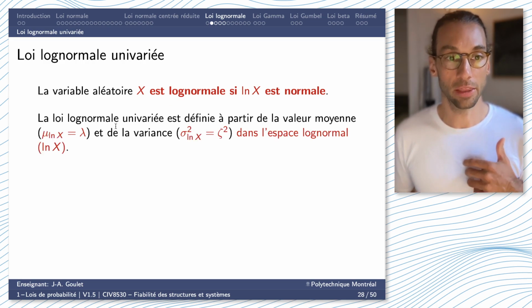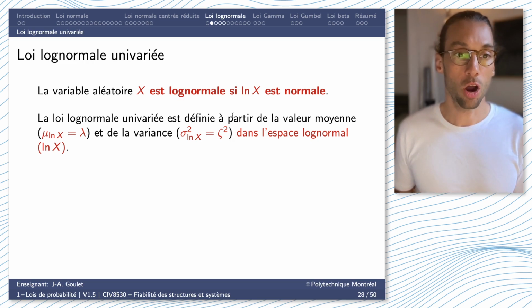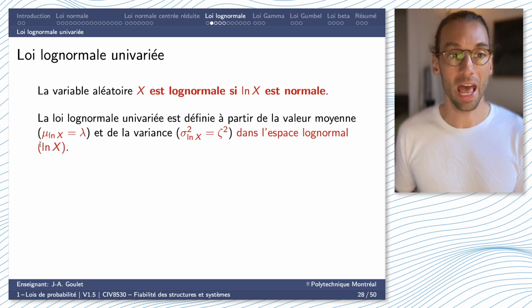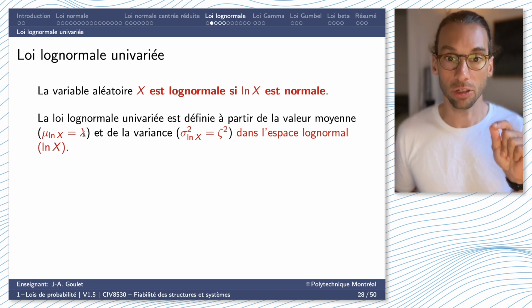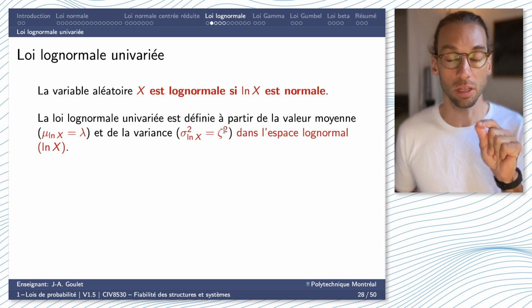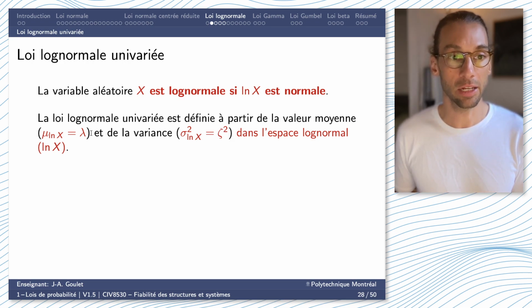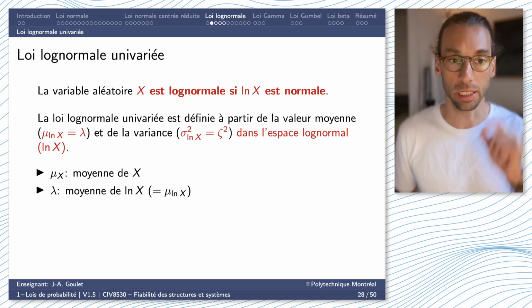If we look at the univariate log normal case, the key parameters to define its PDF are going to be the mean value and the variance in the log normal space, or for ln of x. Lambda is the mean of the Gaussian random variable in the log space, and zeta squared is the variance of the Gaussian random variable in the log space. So we can say lambda or the mean mu of ln of x, and zeta squared or the variance of ln of x. Okay, we're going to untangle this in a moment.